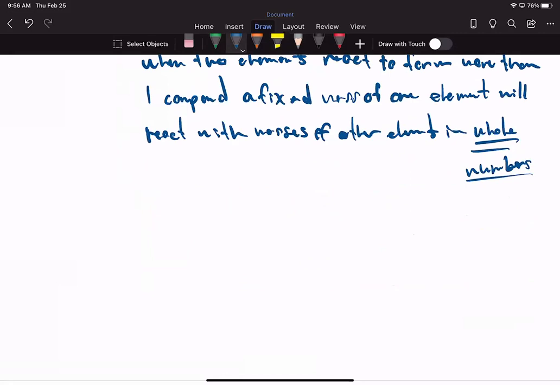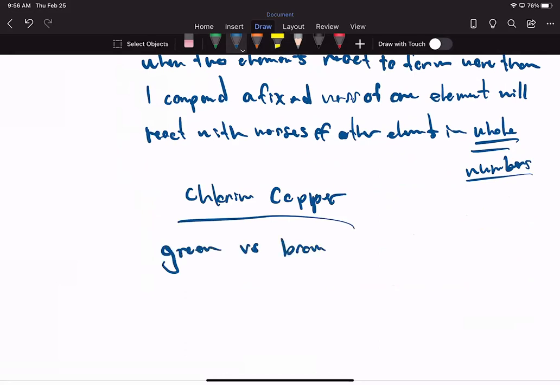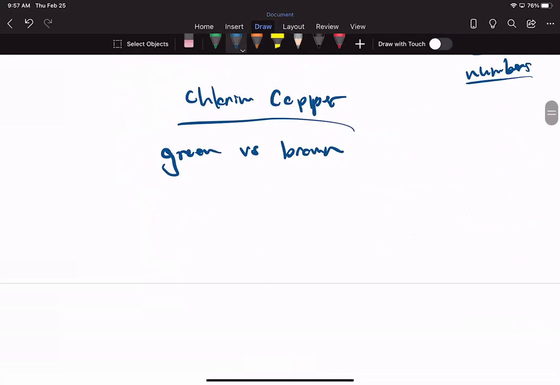So we have chlorine and copper, right? We have this green compound versus this brown compound. Well, the mass ratio for the green compound is 0.558 to 1, and the brown one is 1.116 to 1. And this is chlorine and this is copper.